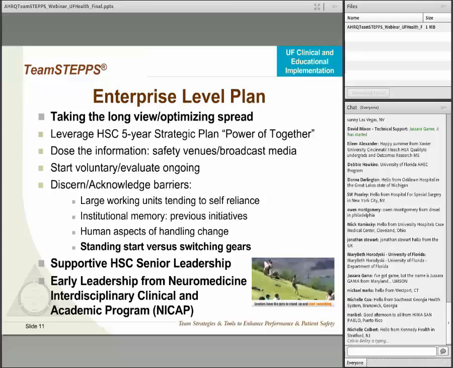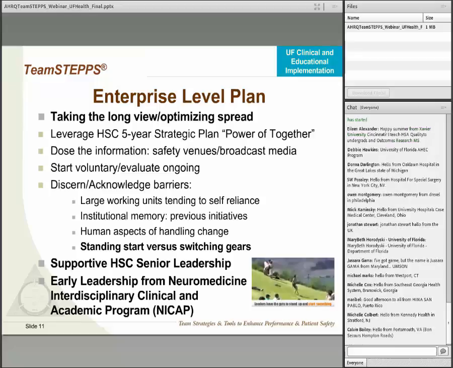Interestingly enough, our current plan for 2015 to 2020 is the Power of Together. It follows our previous plan, which was Forward Together. So both of these plans are replete with an emphasis on communication and optimizing the resources we have, whatever they may be in personnel, technology, et cetera.